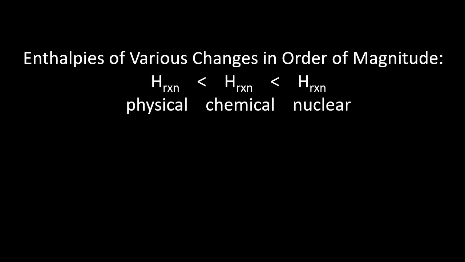If we look at the relative orders of the different chemical and physical and nuclear processes, we find that there's a definite pattern in terms of the magnitude, and we find that physical changes generally take the least amount of energy, and chemical changes a fair bit more, and then nuclear reactions far more than that.